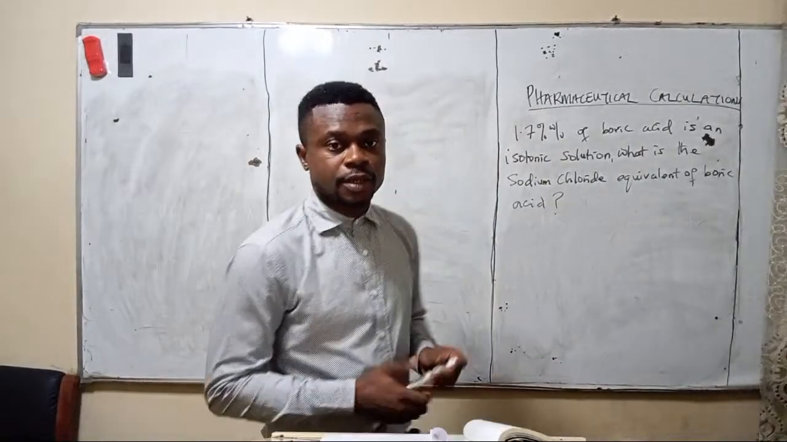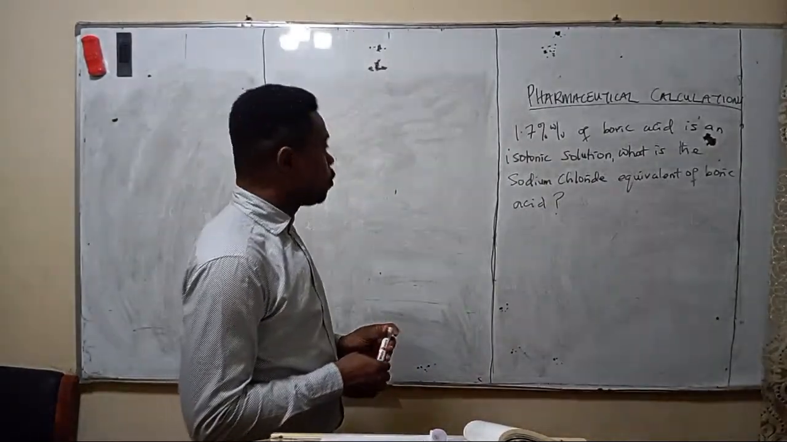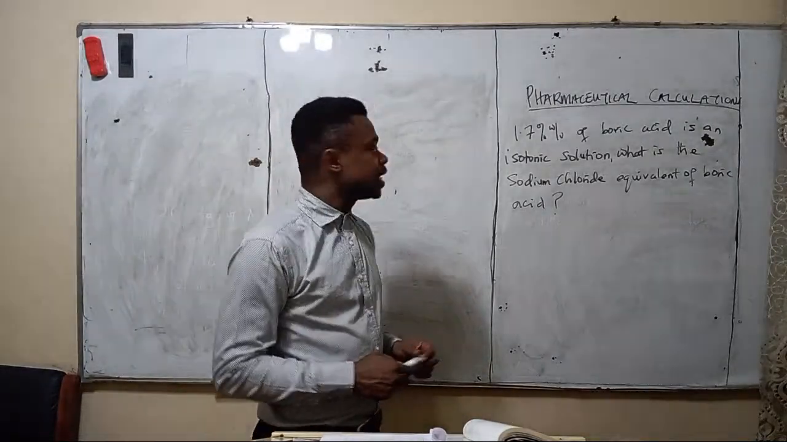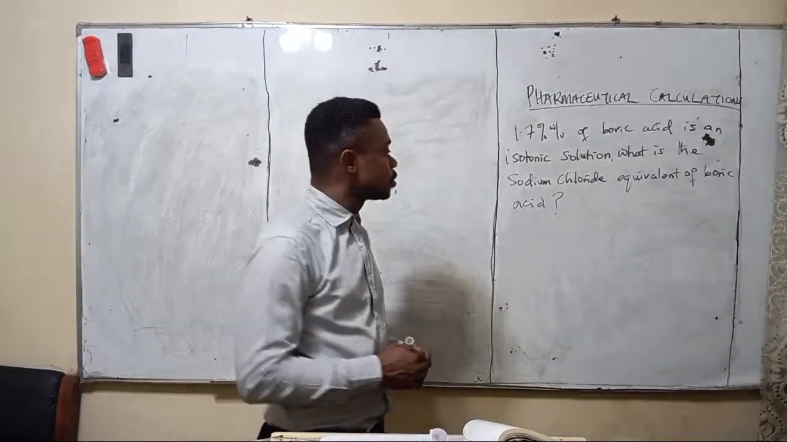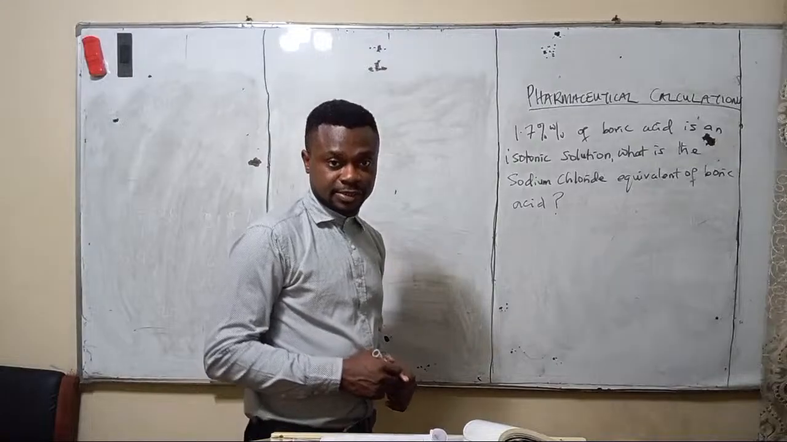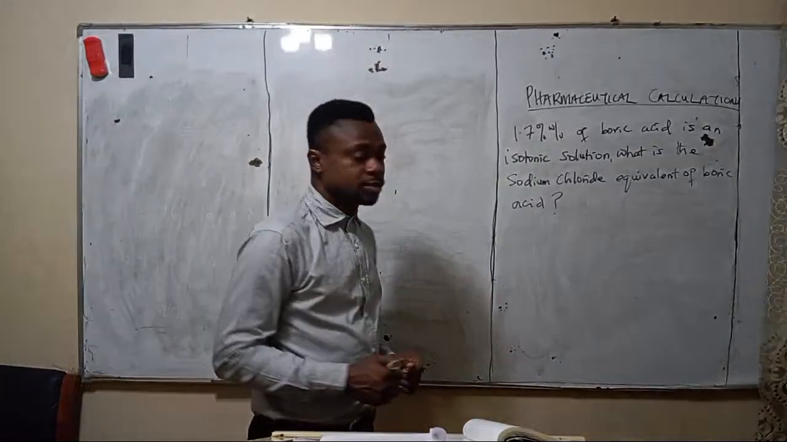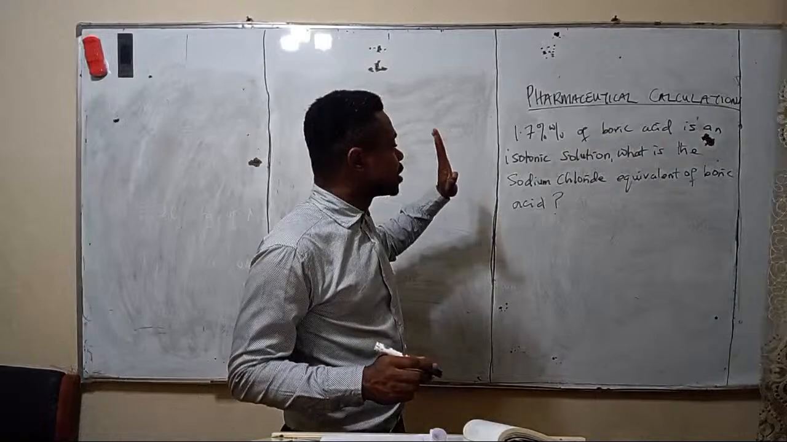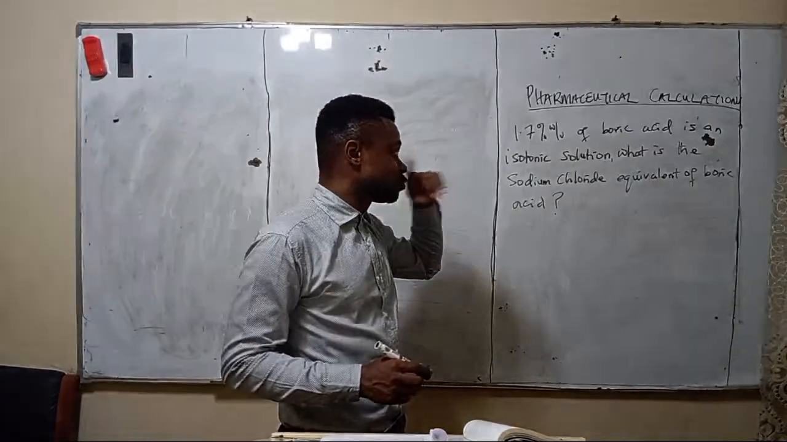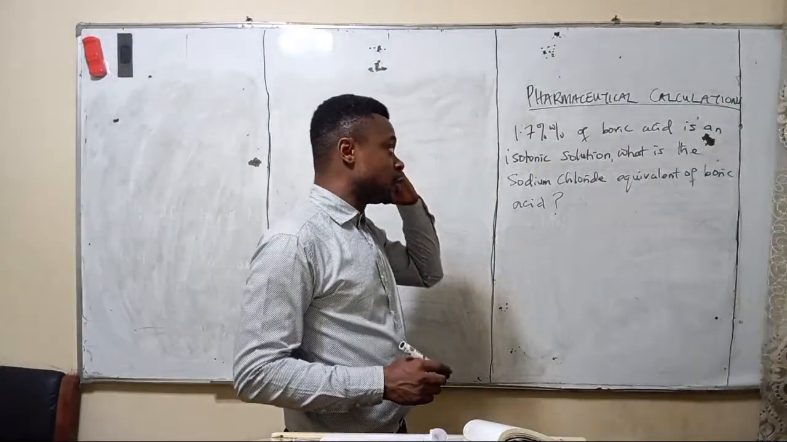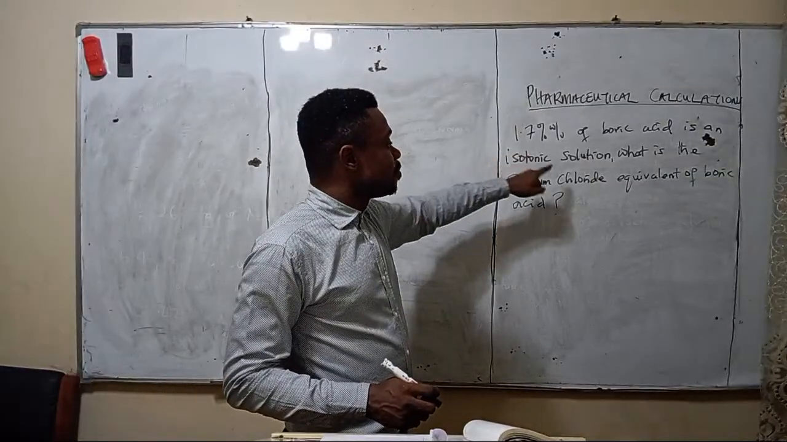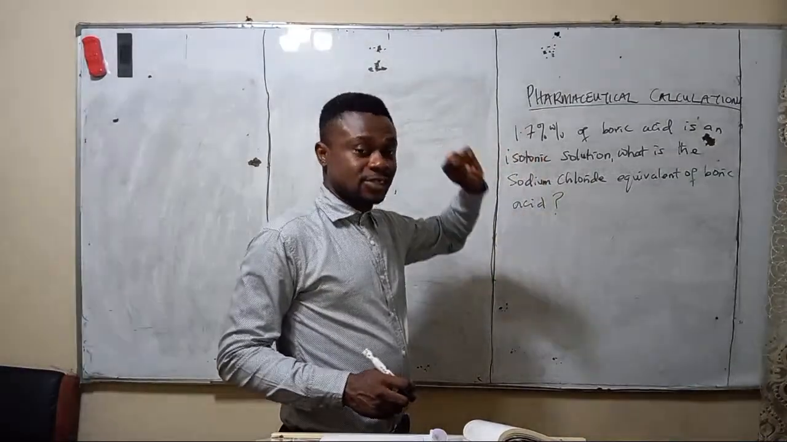The question says 1.7% weight in volume of boric acid is an isotonic solution. What is the sodium chloride equivalent of boric acid? We are given only one parameter, 1.7% weight in volume, which is the strength of the boric acid solution. But we are told that this strength makes this solution an isotonic solution.